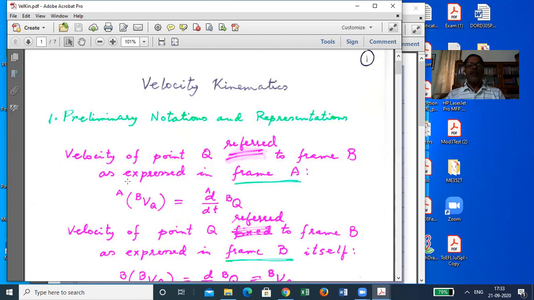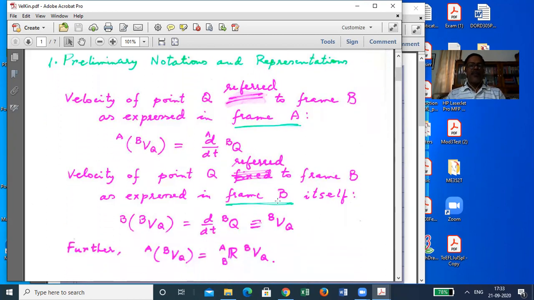Now, that velocity you can represent in frame B itself also. So then you will be representing it as BVQ, that is, BVQ expressed in B. And sometimes merging both these B's together is also represented like this. And that is the ordinary derivative. And to get the transformation from this to this, you basically need to multiply with the rotation matrix representing the orientation of frame B in frame A. And that is the relationship. So you have to keep this in mind, and this has to be done again and again, many times, when you solve the velocity kinematics problem of a manipulator.